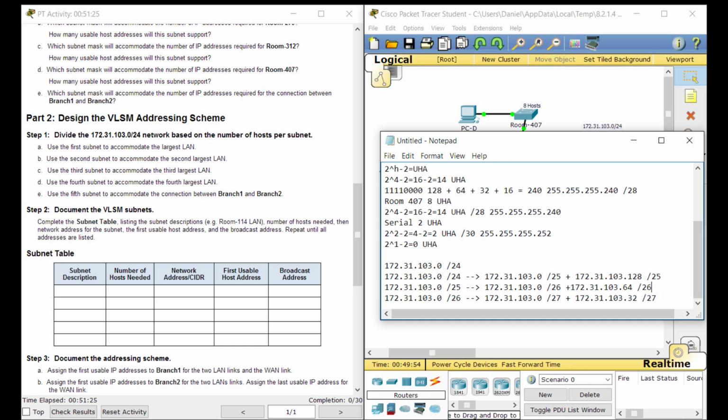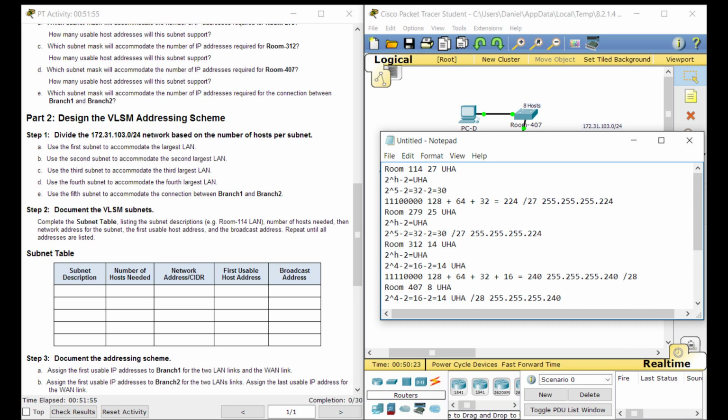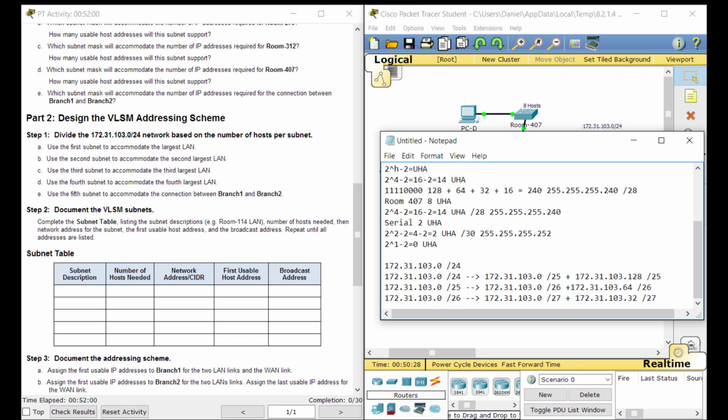Okay, so we can see that we took 1/2. We have the network here, and then we have the network into 2 more halves here. Keep in mind this would not be 128, because we're already using this 128 network, so we have to split it between 0 and 128. Then we're dividing this network between 0 and 64, so it would have to be between 0 and 32. So that's why we have these networks here. And these two networks are going to be our room 114 LAN and our room 279 subnet masks and network addresses.